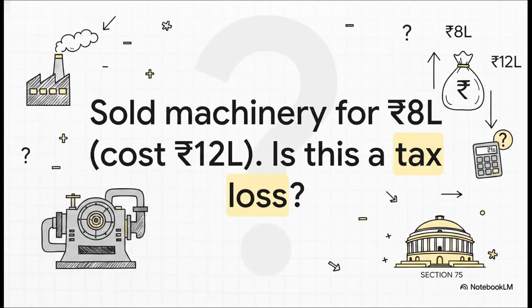Okay, picture this. It's a scenario that every single business owner or accountant has seen. You've got some old machinery. You finally sell it for 8 lakhs. You remember buying it for 12 lakhs way back when. So your gut instinct says, hey, that's a 4 lakh loss. But is it really a loss in the eyes of the taxman? Or are you maybe looking at an unexpected tax bill instead?